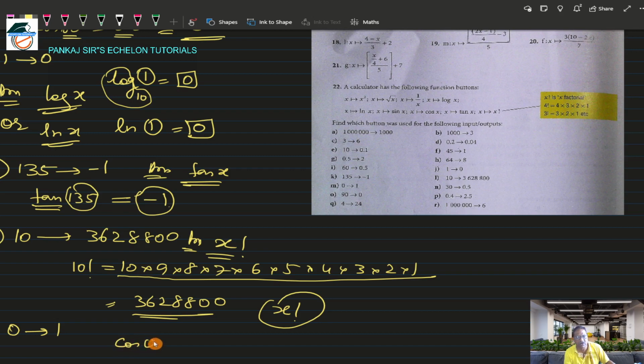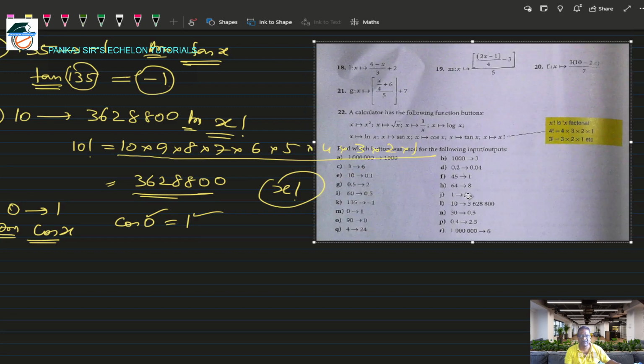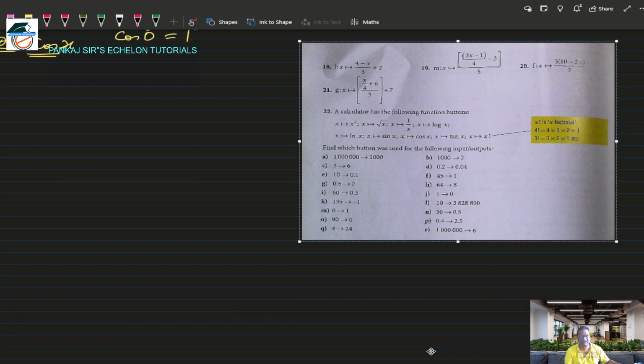Now cos of 0 is always equal to 1. I'm very quickly answering this because these are very basic trigonometric values, so everybody should have them on their fingertips. Cos of 0 is equal to 1. So input is 0, output is 1. So the function is nothing but cos of x. The answer for this is cos of x. M is done with. Let us come to N.